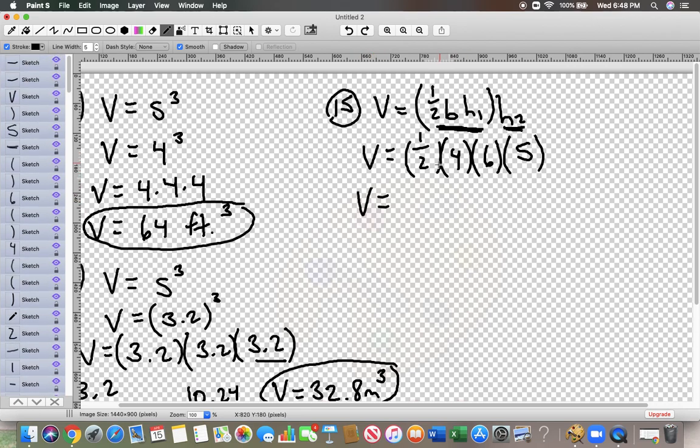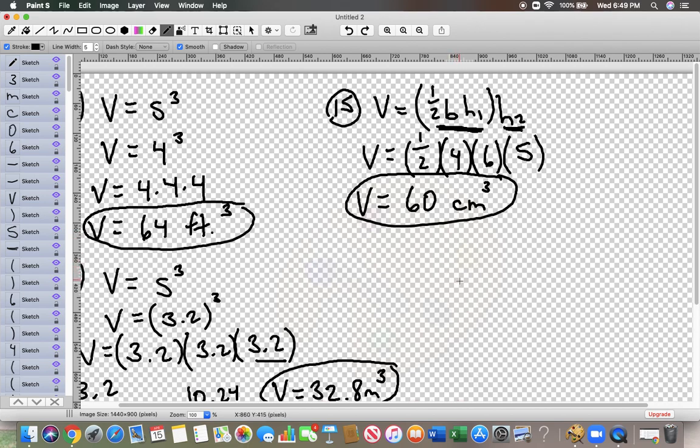All right, here we go. 1/2 times 4, that's 2. 2 times 6, 12. 12 times 5 is 60. Therefore, our final volume is 60 cubic centimeters. All right, need to memorize those 4 formulas up at the top.